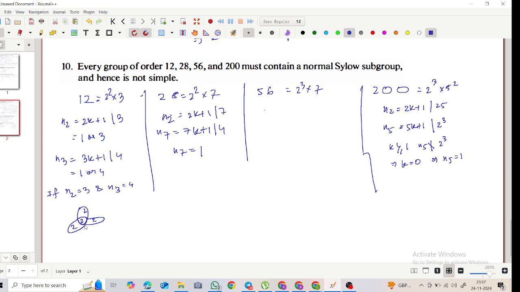This should be the structure, because if the intersection is 1, we are coming to that case. So there are 8 elements, right? The group has order 12. Wait a minute. N3 is 4. So N3 cannot be 4, right? Clearly. So they have total 8 elements, right? So there are only 12 minus 8, 4 elements left. So N3 cannot be 4, right? So N3 is 1. Okay.